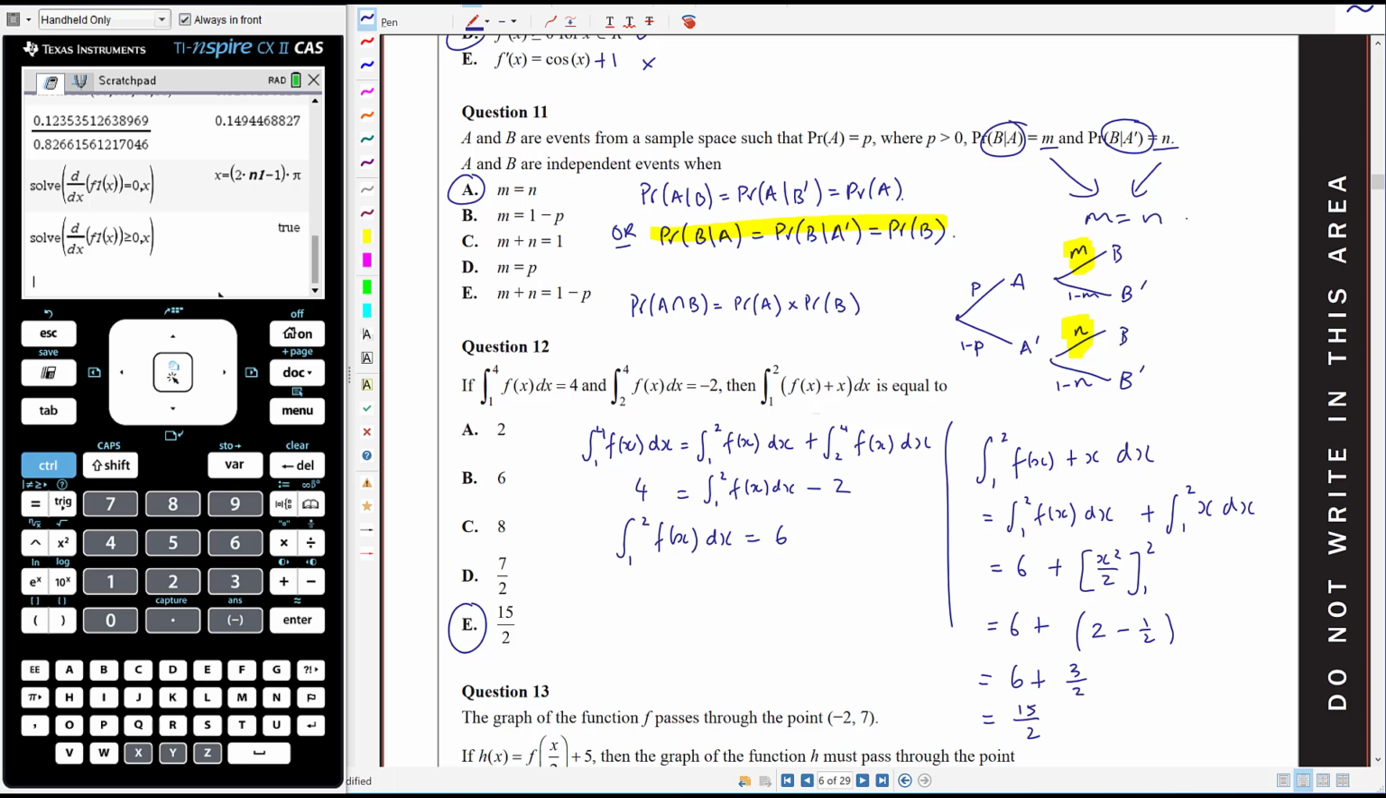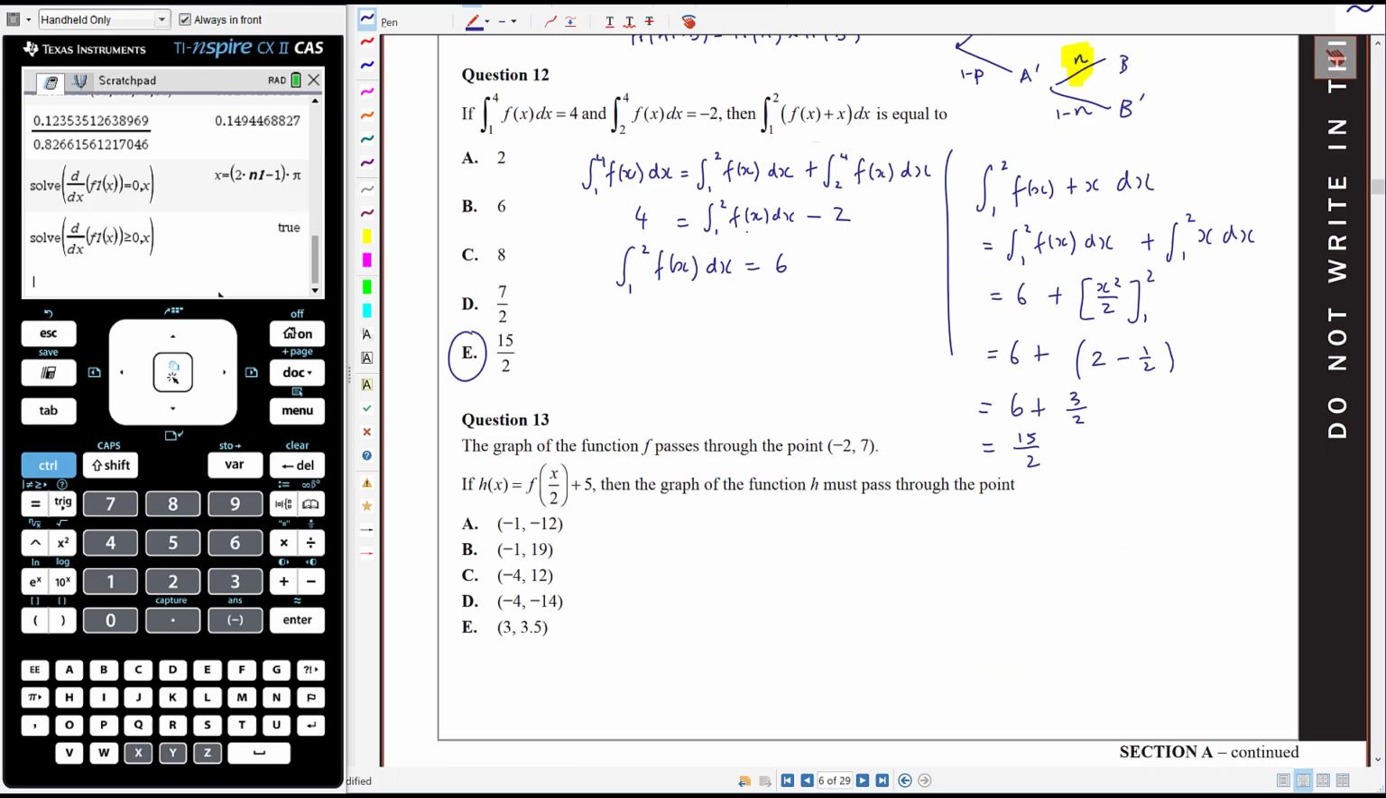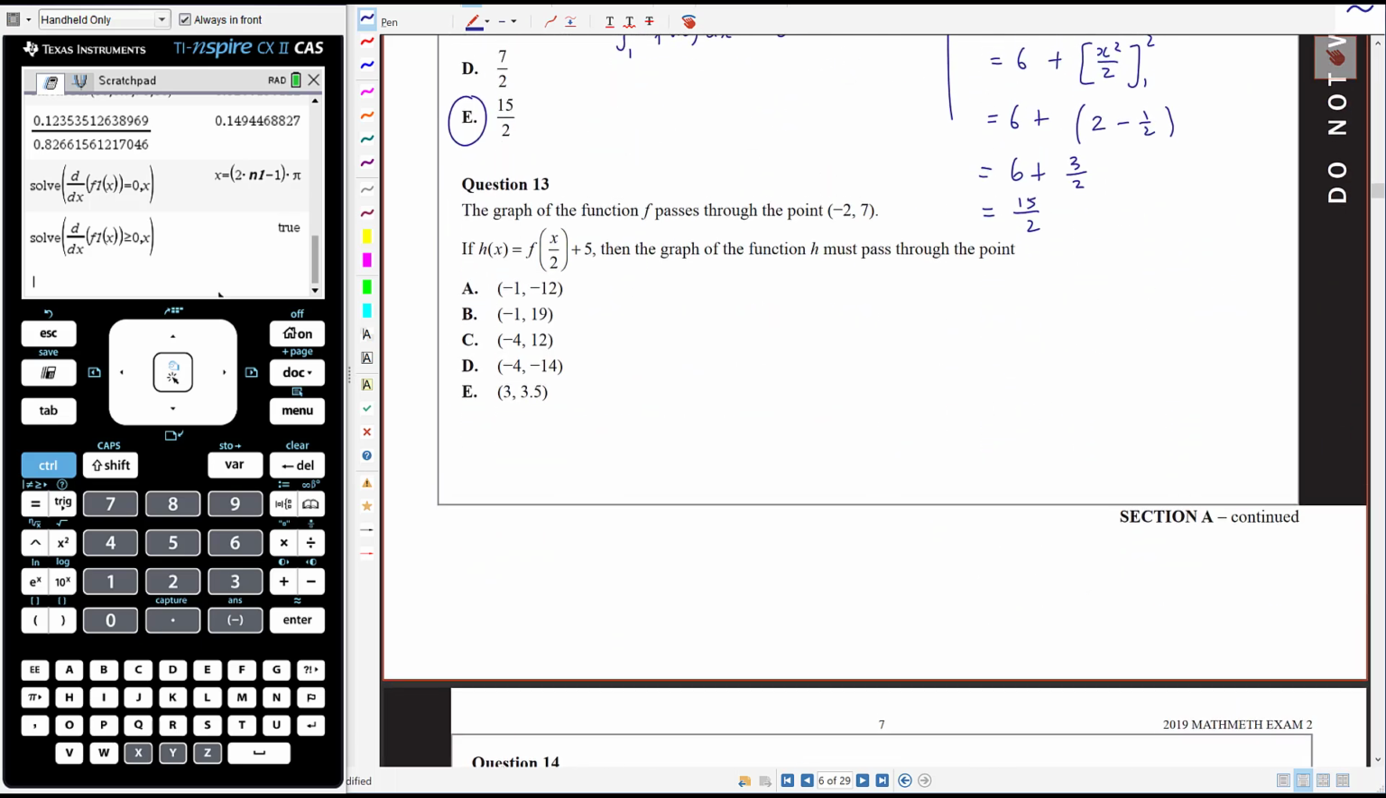Okay, question 13. The graph of the function f passes through the point negative 2, 7. If h of x is equal to f of x on 2 plus 5, then the graph of the function h must pass through the point. Okay, so here x on 2, that means we've got f of half x. That's a dilation by a factor of 2 from the y-axis. And this plus 5 is up 5.